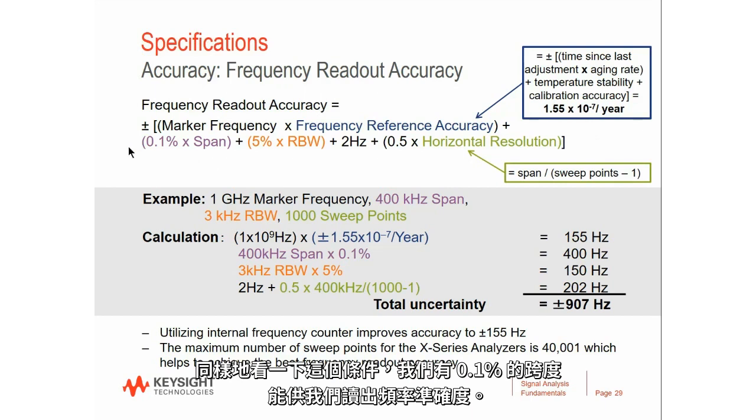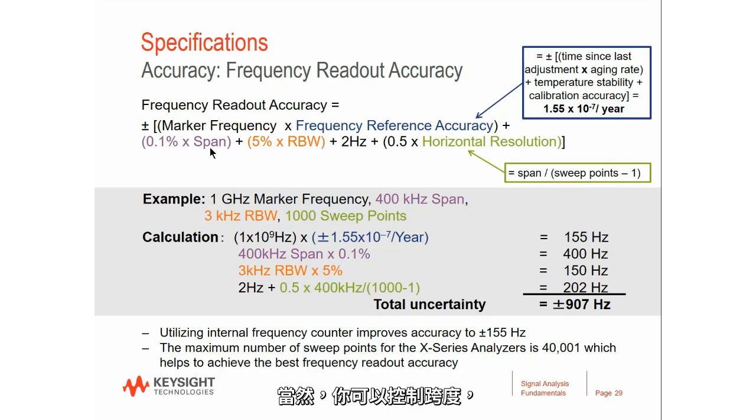Likewise, take a look at this term. We have 0.1% of span as a contributor to the frequency readout accuracy. Well, hey, you can control the span. That's the frequency range from the left-hand edge to the right-hand edge of the display, and if you narrow the span, you will reduce the size of this error term. Likewise with RBW and even horizontal resolution, you have control over all those terms. So it's smart to know how they contribute and which ones make a difference for the measurement that you are trying to make.